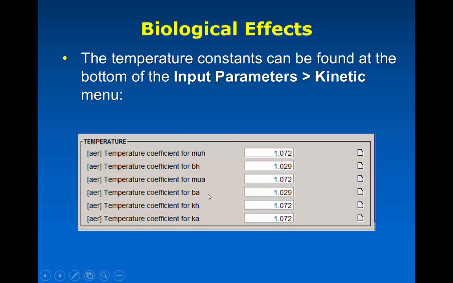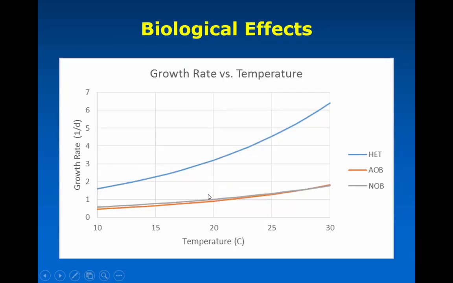This is the set for the Mantis model. So let's take a look at the Mantis 2 model, where we actually have two-step nitrification, and we also have heterotrophic growth.